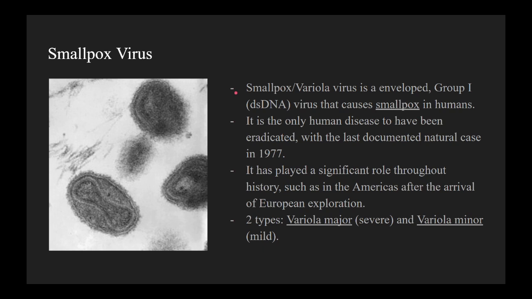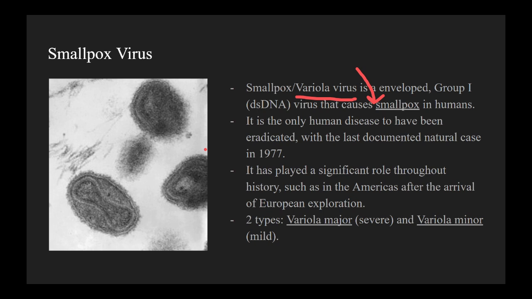Okay, next, smallpox virus. Smallpox, the official name is variola virus. It's enveloped as well, so it has a membrane. This time it's group 1, so a double-stranded DNA virus, and it causes, of course, smallpox in humans. Smallpox is one of the deadliest viruses that has kind of riddled mankind for the past few thousand years. So it's a very important virus to know about.